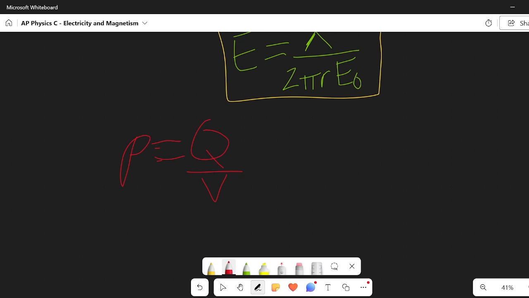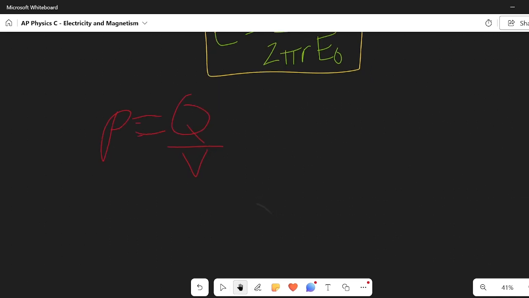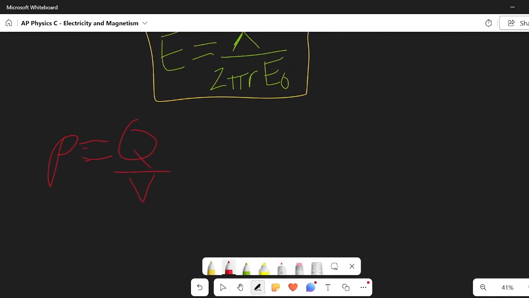And then lastly, before we leave off today, remember, if we're calculating the potential instead of the electric field, we can just integrate. We're going to be using the delta potential equals negative integral of E times ds. So if we were to calculate potential, for example, this is what we would use.